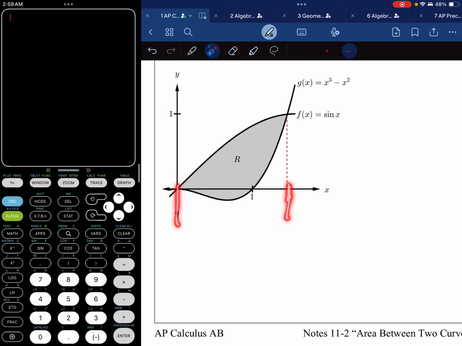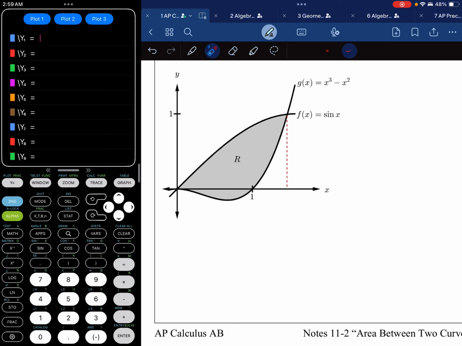So finding that x-intercept is going to come from finding that intersection, which means we need to graph this. So I'm going to go to my y equals on my calculator. I'm going to type in x to the power of 3, and then minus x to the power of 2. And my second function is just going to be sine of x.